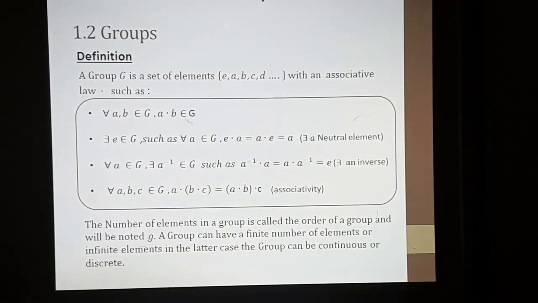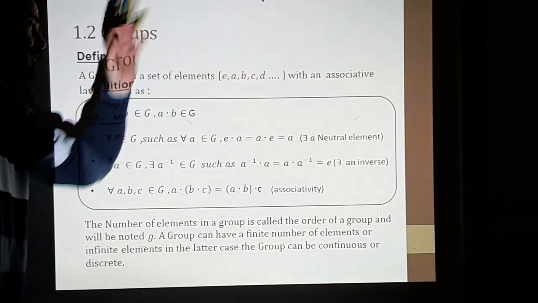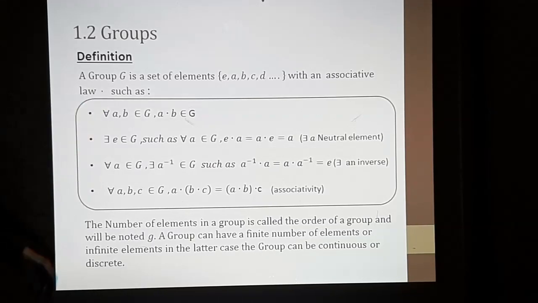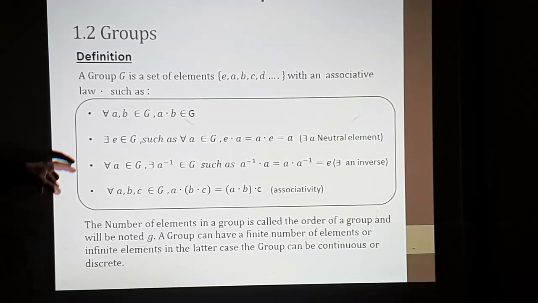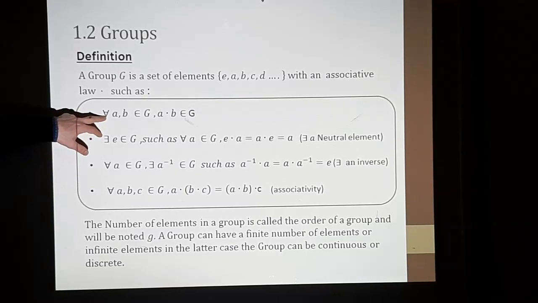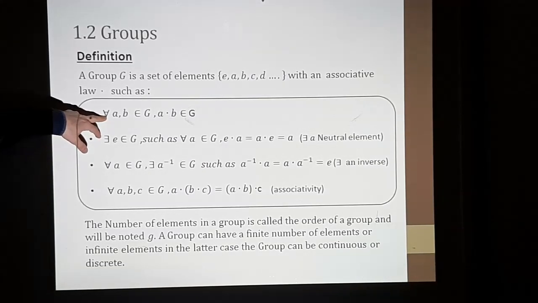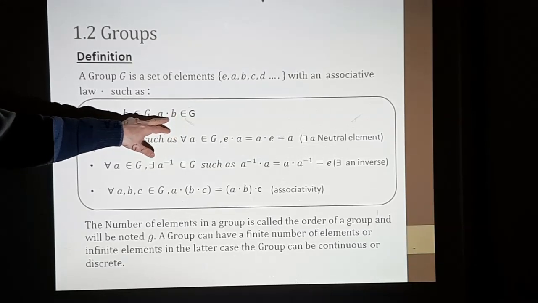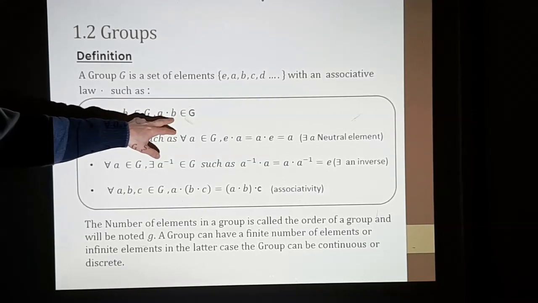So, first of all, let's define what a group is. We call a group a set of elements that I will denote E, A, B, C, D, etc., with an associative law that I will note with a dot here, such that no matter what A and B, two elements of this set, the product of A by B, by this law, belongs to G.